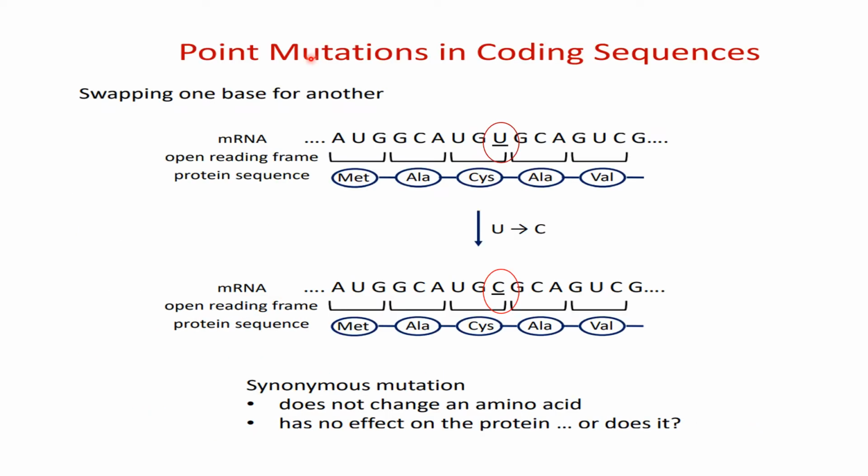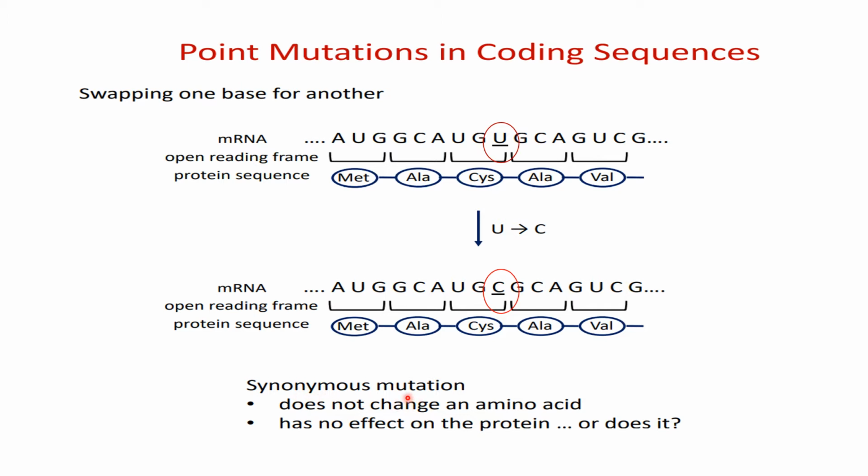There are various types of mutations, such as point mutation. In point mutation, there are various types, such as synonymous mutation, non-synonymous mutation, frameshift mutation, and missense mutation. Now we are going to talk about synonymous mutation.